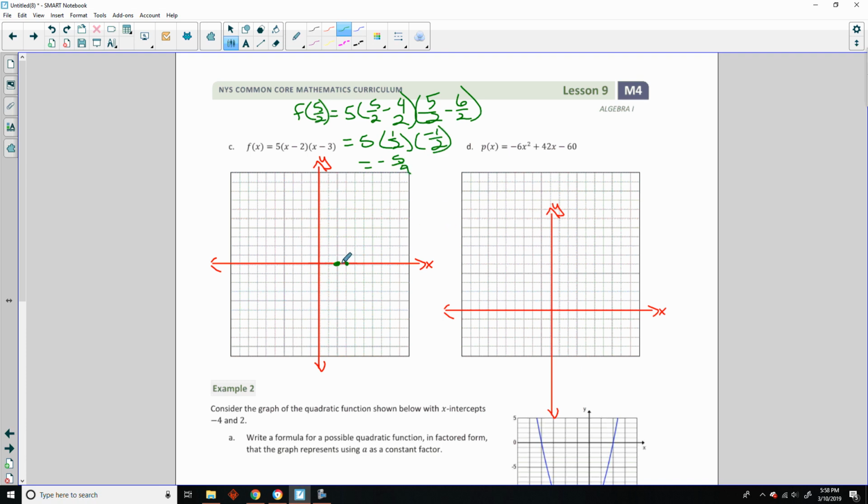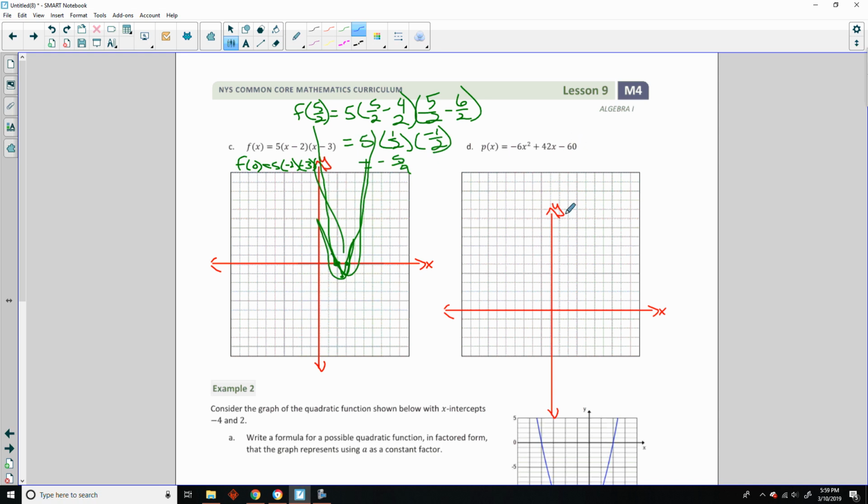So if I go over 2 and a half, then I need to go down 1 and a quarter, which is about here. So my parabola is going to turn and go like that. My y-intercept is when x is 0. So that would be f of 0 equals 5 times 0 minus 2, which is negative 2, times 0 minus 3, which is negative 3. And 5 times negative 2 is negative 10. Negative 10 times negative 3 is 30. So my y-intercept is way up at 0, 30. So this would go way up before it hit the y-axis. So it looks something like this. Okay? All right, next one.